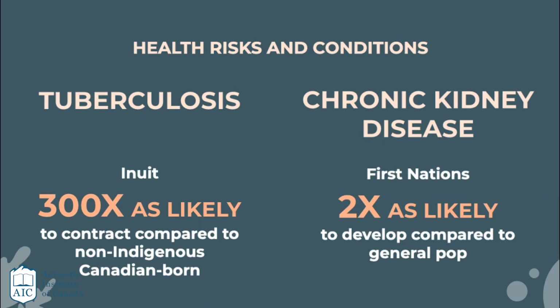So both TB and chronic kidney disease can also cause severe COVID symptoms. And as you can see, First Nations individuals are twice as likely to suffer from chronic kidney disease, and Inuit are 300 times more likely to contract TB.